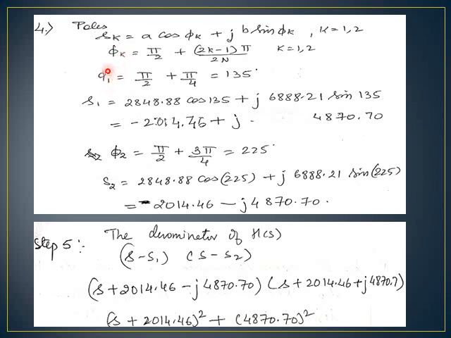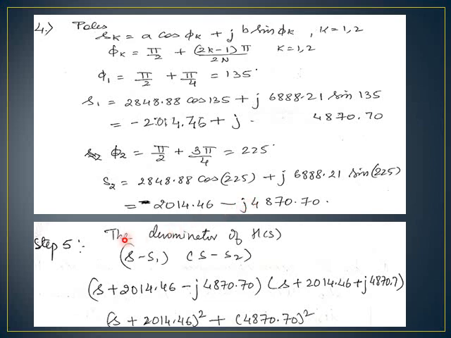So if you substitute k is equal to 1, phi 1 we get as 135 and the value of S1 will be minus 2014.46 plus j of 4870.70. Here the value of a which we have calculated from step 3 and the value of b which we have calculated from step 3, substitute these values and calculate the value of S1. Here the value of phi 2 will be 225 degrees. Again take the values of a and b from step 3, substitute here and we get the answer as minus 2014.46 minus j of 4870.70.